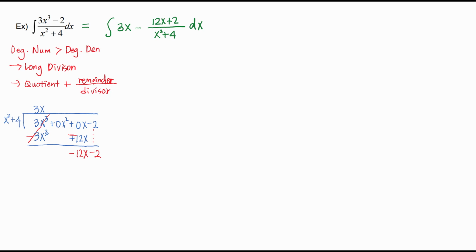Very good. So now, the integral of 3x is very easy because that's the integral of a polynomial. So go ahead and do that. What is the integral of 3x? That's 3 over 2 x squared, minus, all I have to do now is integrate 12x plus 2 over x squared plus 4 dx. Wait a minute. My denominator is degree 2 and my numerator is degree 1.